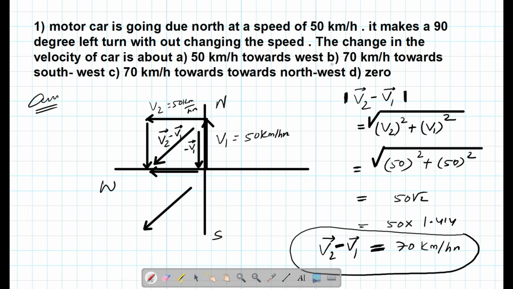So what would be the final answer? 70 km per hour in the southwest direction. So this is the final answer.